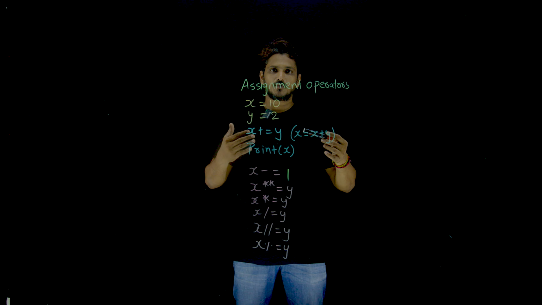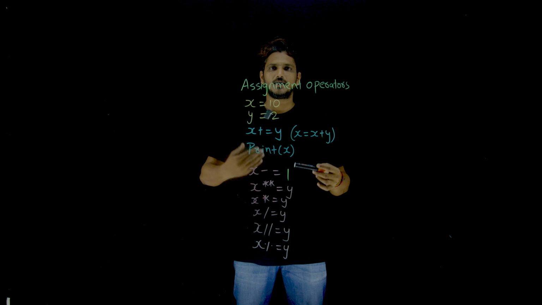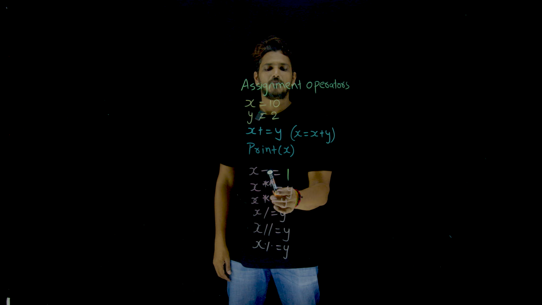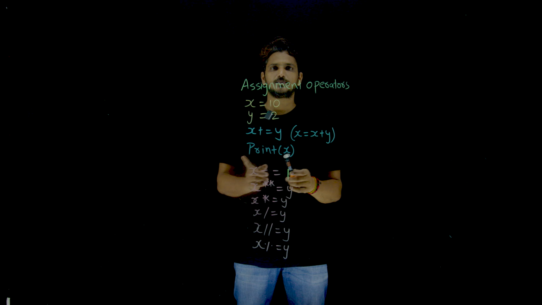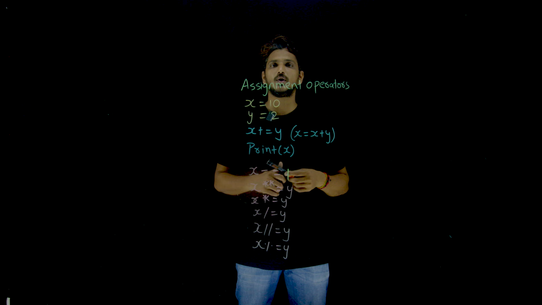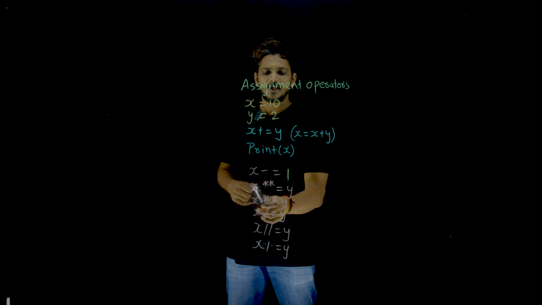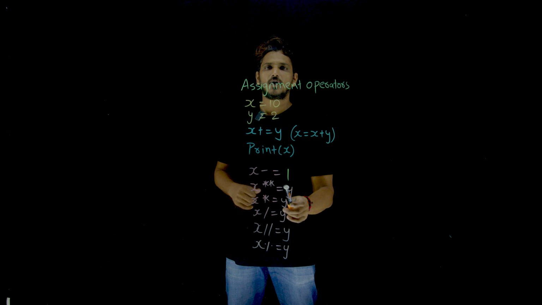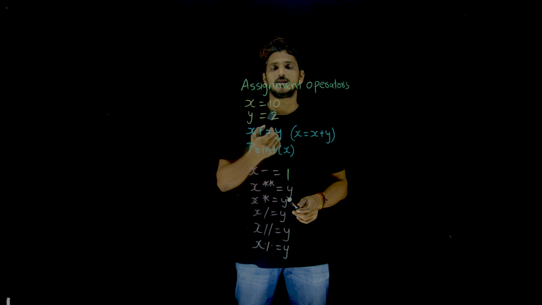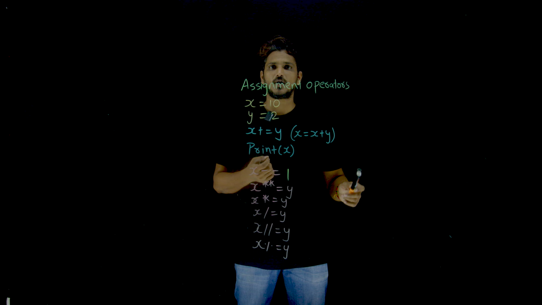Now try to understand how we write the shortcuts for the remaining operators. x minus equal to 1. What's the expression for this? x equal to x minus 1. Similarly, x star star equal to y. This is the power operator. x equal to x star star y.